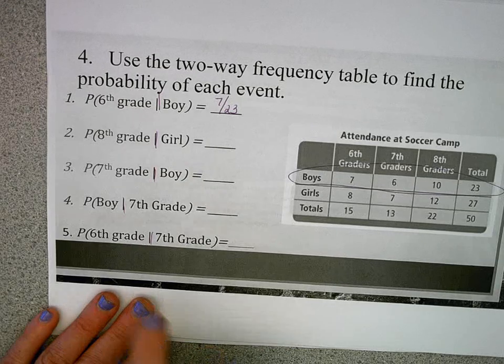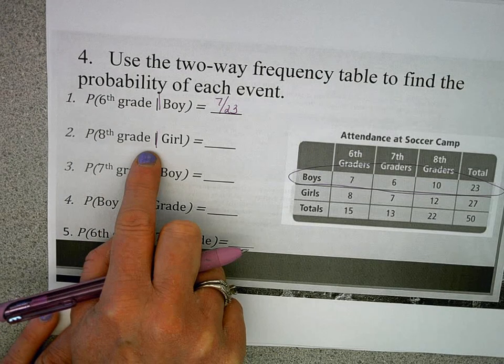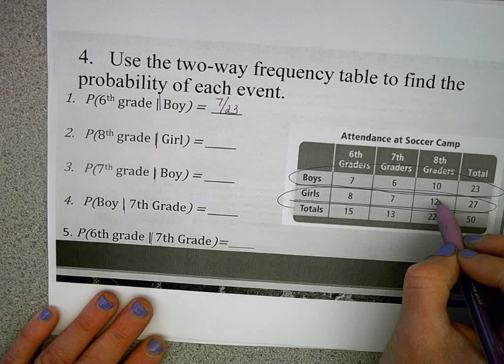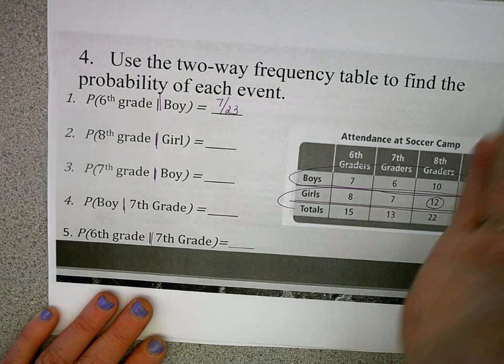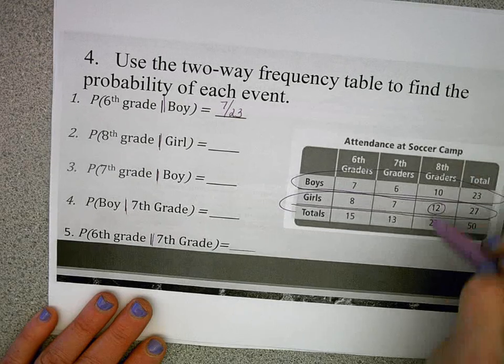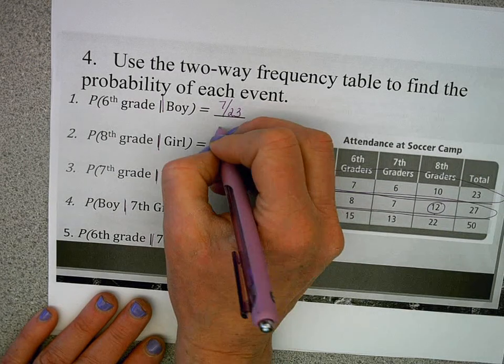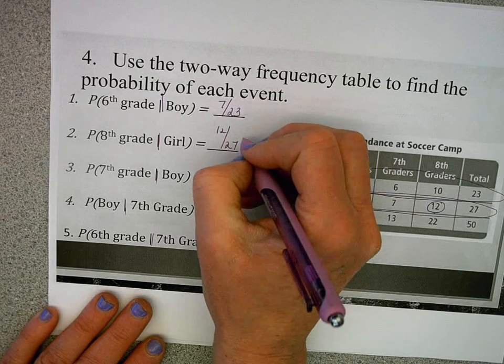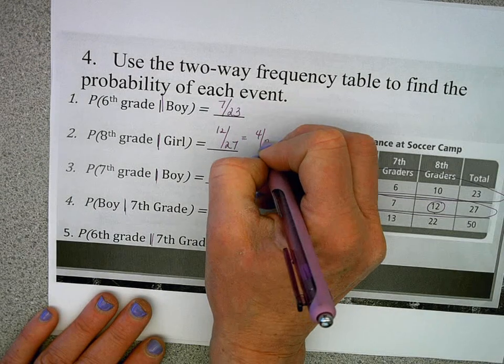Okay, 8th grader, given it's a girl. So we're only looking at girls. 8th graders given a girl. Basically, it's the overlap. It's a girl and an 8th grader. It's that overlap of those two. So 12 out of 27 now. That reduces by 3 to be 4/9.